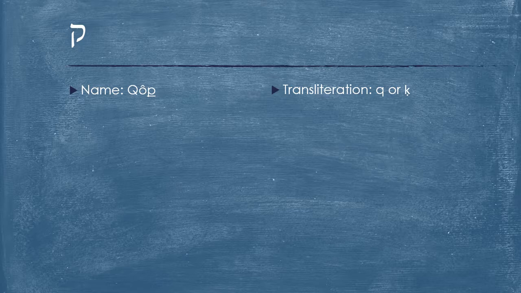The next letter is qof. It makes a kind of hard Q sound. K, k, k. It's very similar to the sound we have with the kaf. In fact, I don't know that I would make any distinctions. You just need to know it makes the K sound.